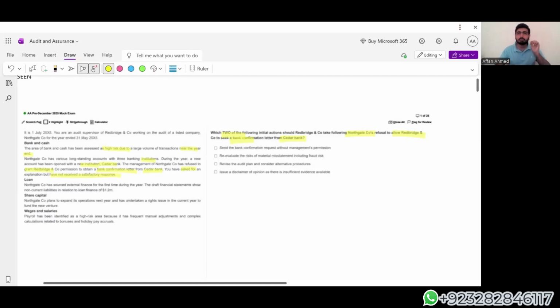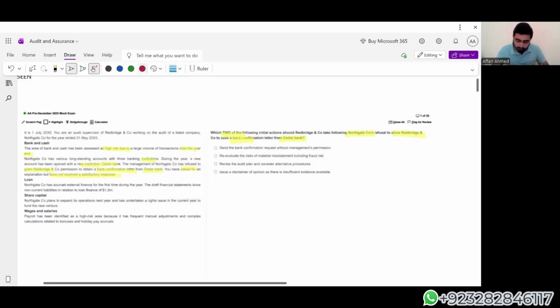Now, remember one thing: if we are not granted permission to take a confirmation from the particular bank, it doesn't mean that we don't have evidence. We have other modes of evidence as well. So we are going to plan some other audit evidence procedures that are going to help us in the longer run, in addressing any risks that we have and in obtaining any evidence that we can. Now let's read the particular options.